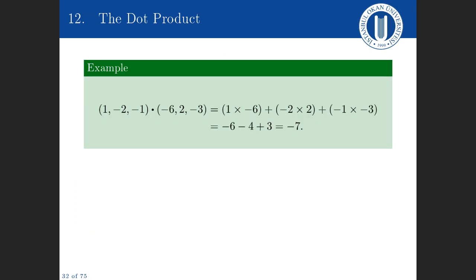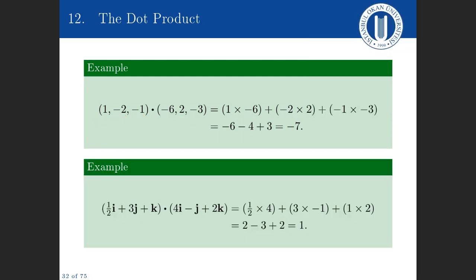Let's do some examples. The dot product of 1, minus 2, minus 1 and minus 6, 2, minus 3. First, we take the first numbers, that's 1 and minus 6, and we multiply them together. And then we take the second numbers, that's minus 2 and 2, and we multiply them together. And then finally, we take the third numbers, minus 1 and minus 3, and we multiply them together. That gives us 3 numbers. Add these 3 numbers together, and we get the answer. Minus 6 minus 4 plus 3 is equal to minus 7.